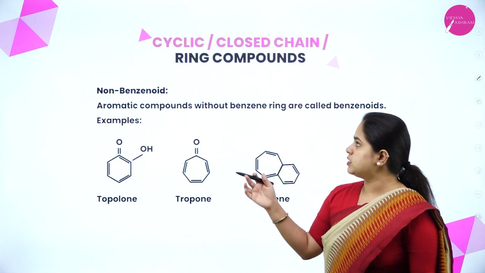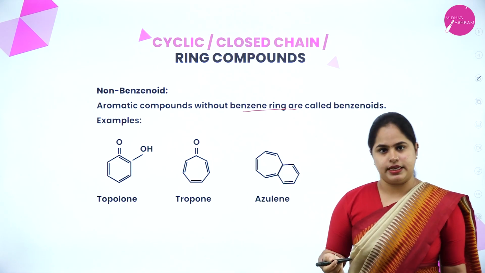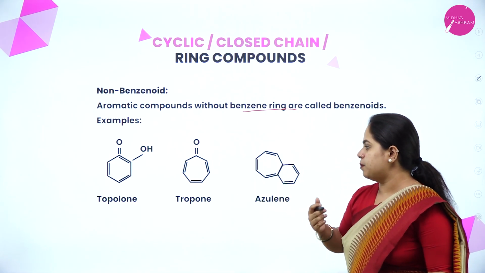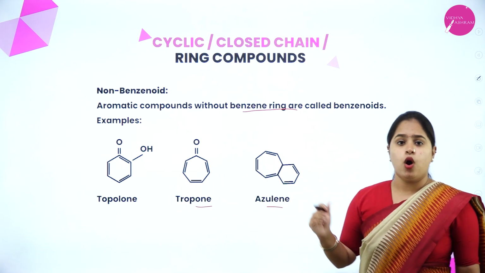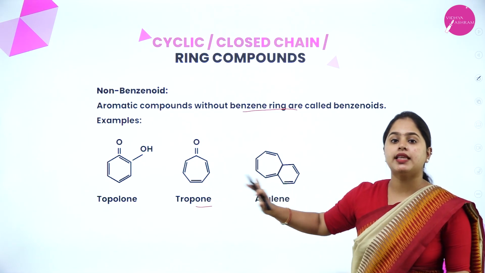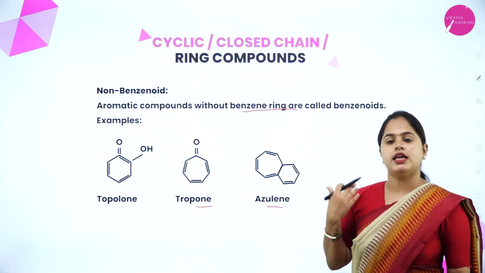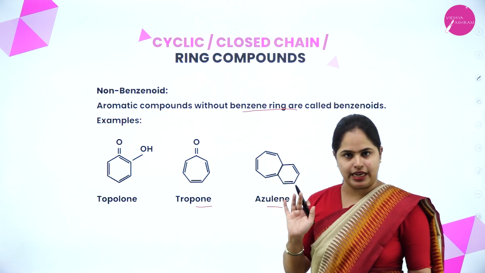Now there are non-benzenoid compounds. They are aromatic compounds without the benzene ring. A few examples of these are tropylium, tropone and azulene. All these, as you can see here, do not have a benzene ring, but still they are aromatic compounds because they have that specific aroma. That is why they are called aromatic compounds. So I hope the classification is clear till here.